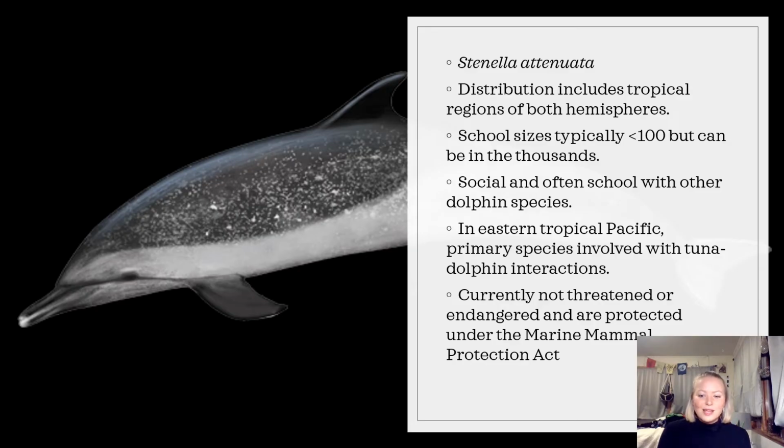So this is a pantropical spotted dolphin, Stenella attenuata. Its distribution is tropical and subtropical regions ranging from latitude 40 degrees north to approximately 40 degrees south. They have pretty large school sizes ranging from less than 100 to in the thousands. And this includes other dolphin species as well, because they're very social creatures.